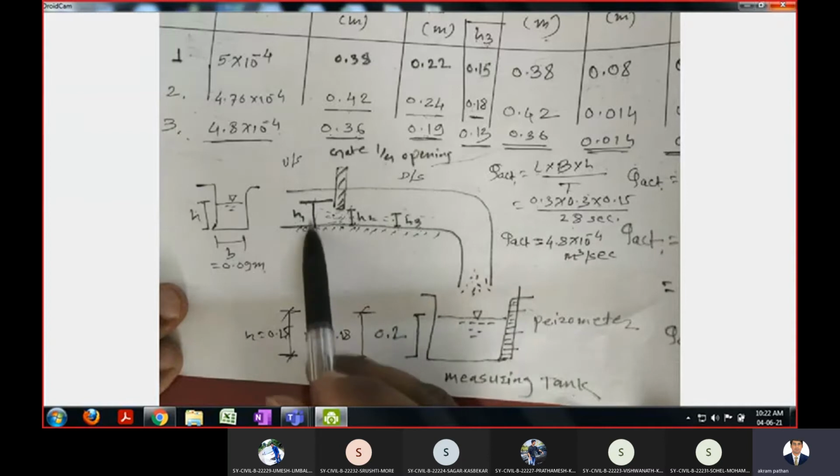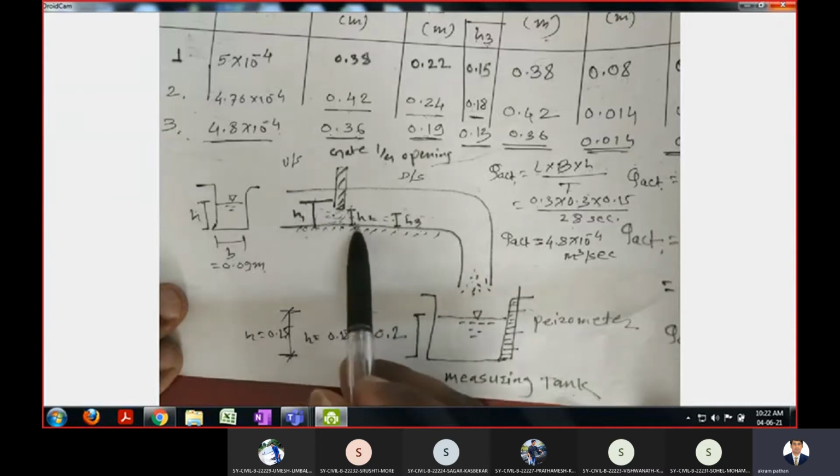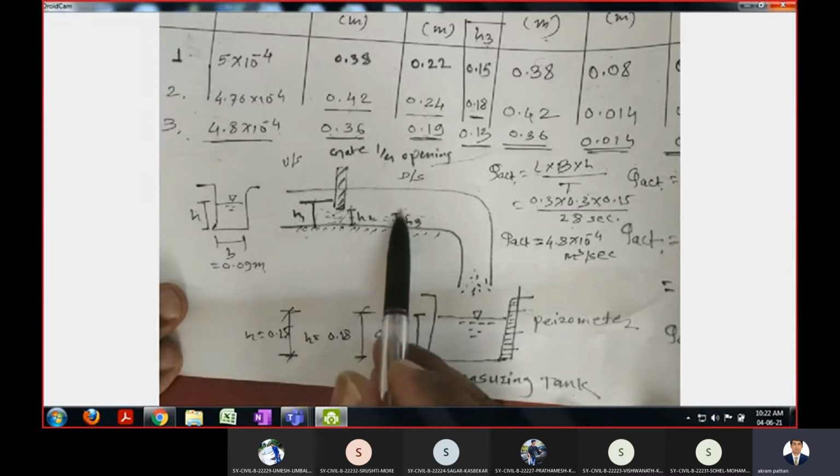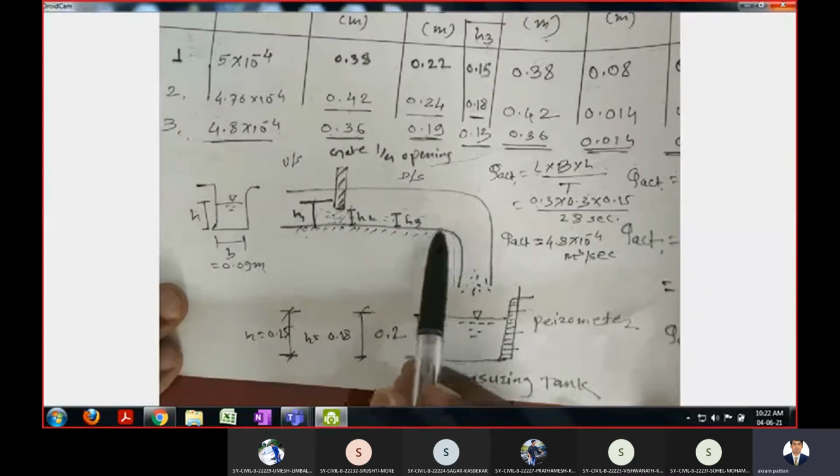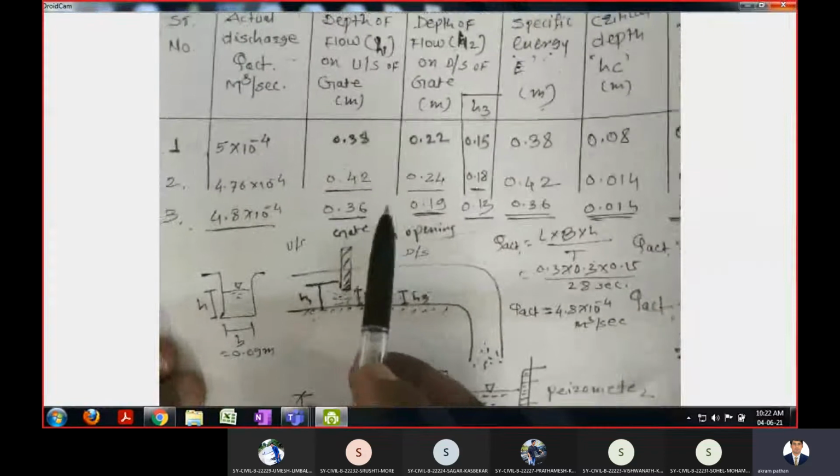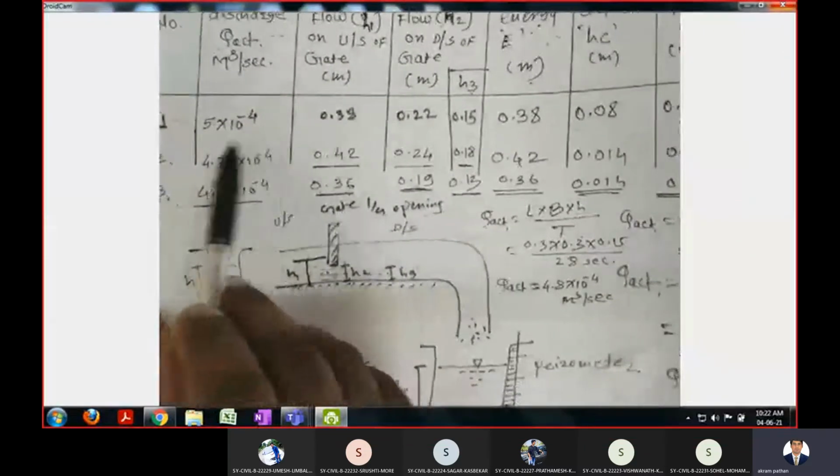So what is this H1? H1 is the depth on the upstream side. H2 is the depth up to the bottom of the channel. H3 is also a depth on the downstream side. So we have to record these 3 readings.